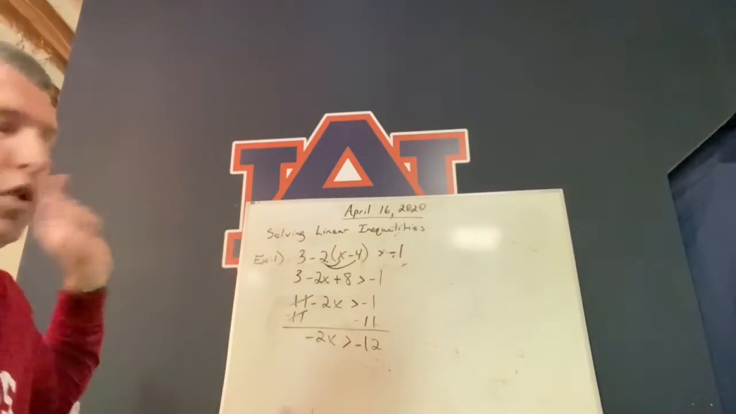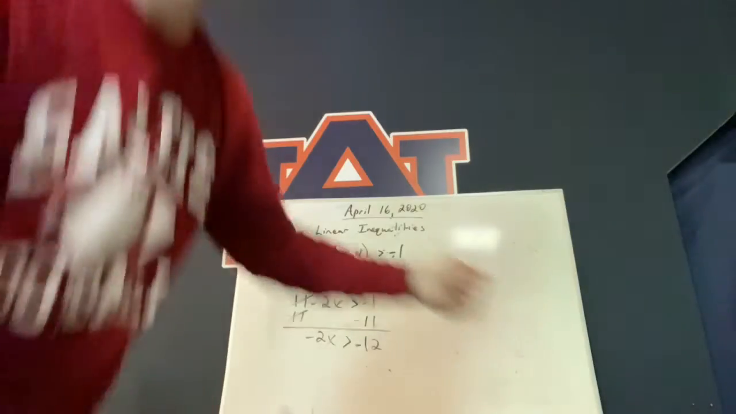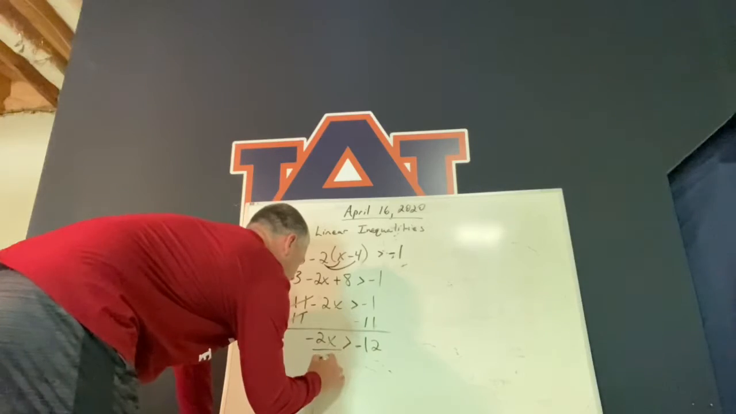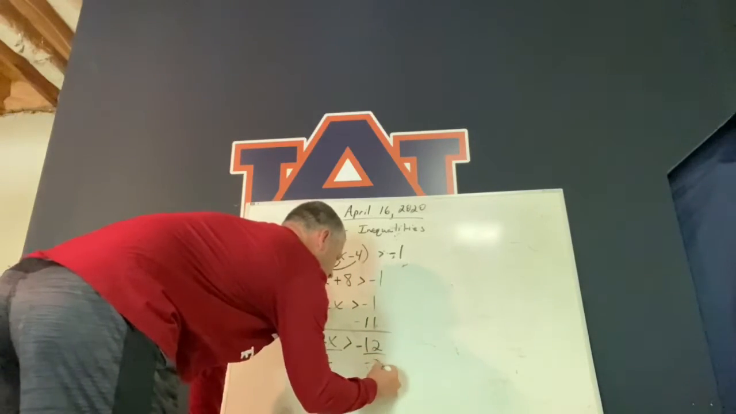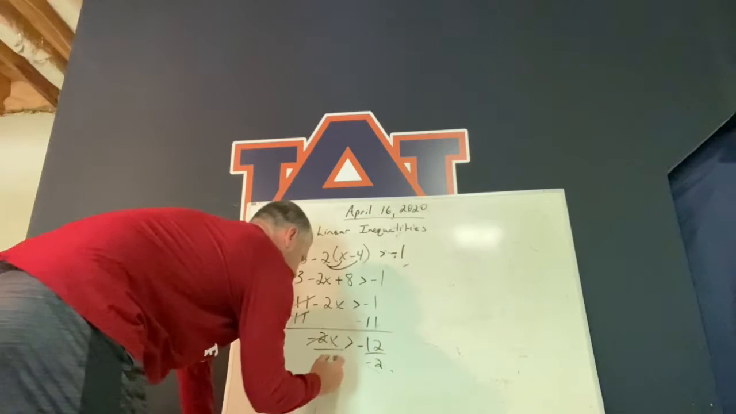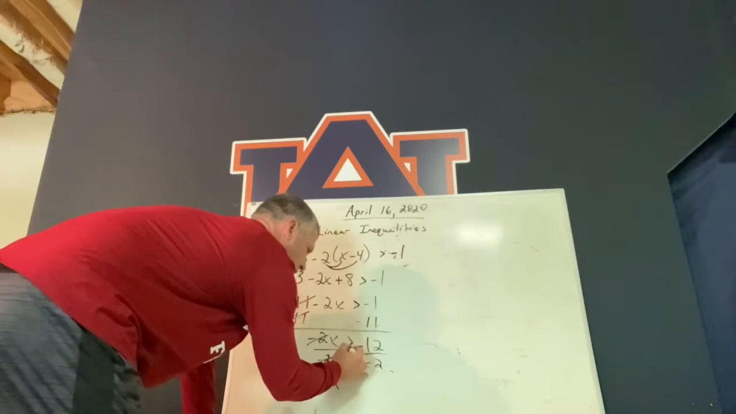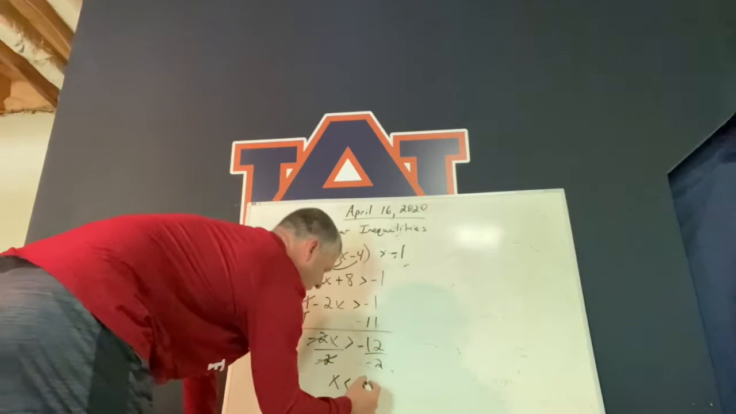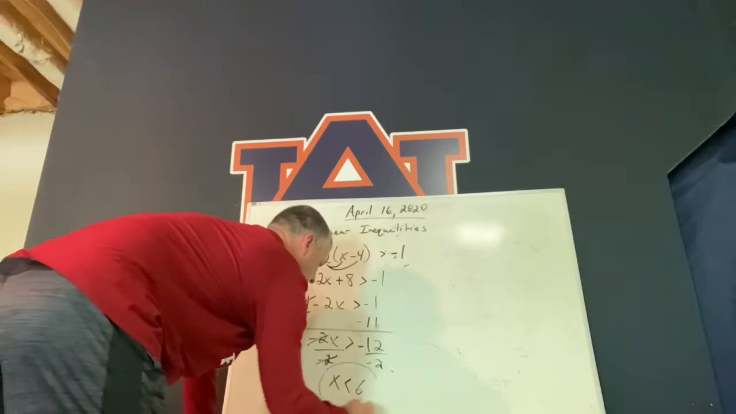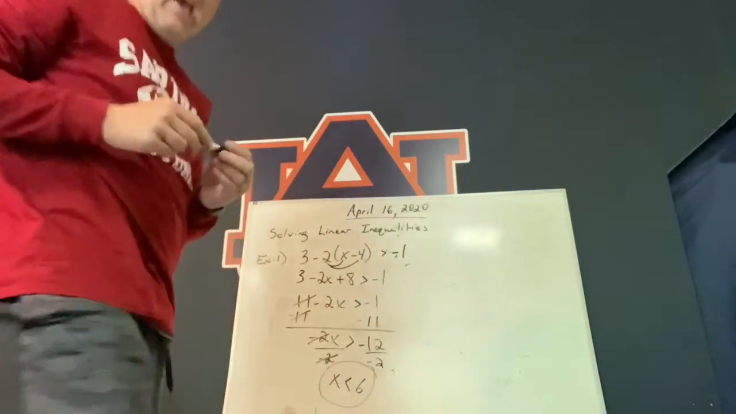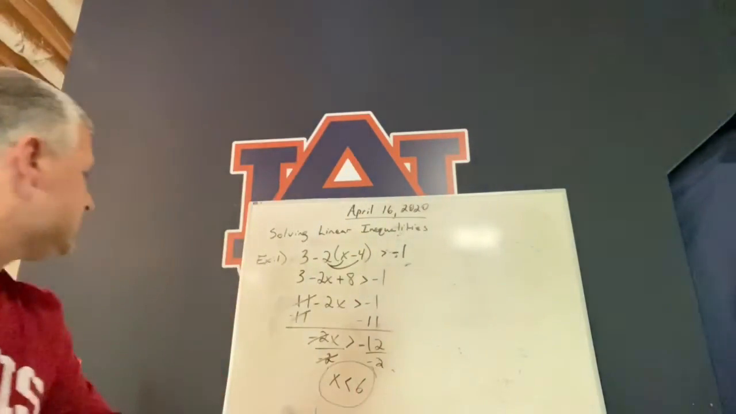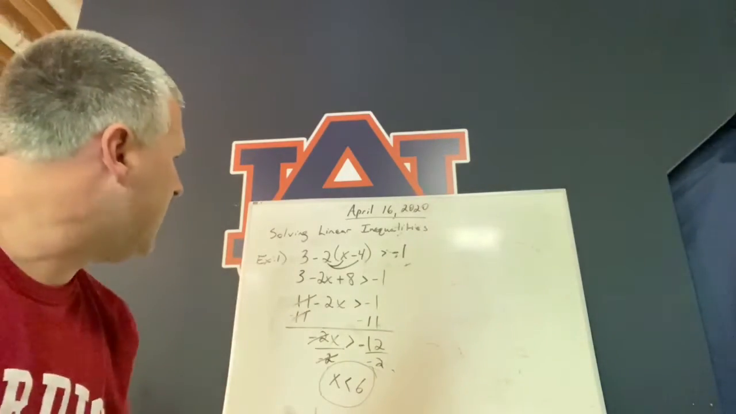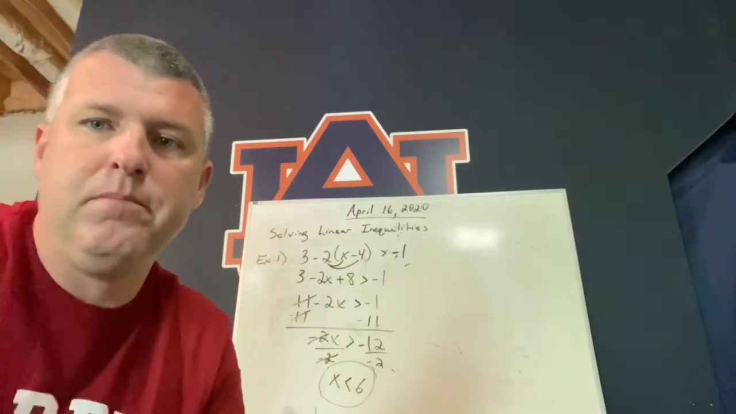So in order to solve it in this case, we must divide by -2. And when I divide by -2, I change the direction of this inequality symbol, and I do my math. Negative divided by negative is positive. So my answer is x is less than +6. So when I get back, we'll look at one more example.